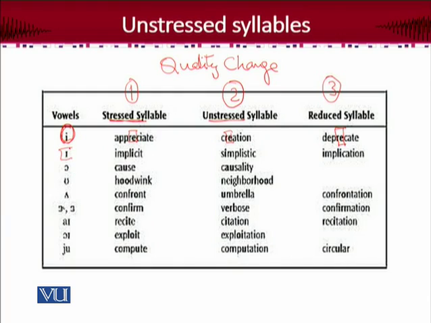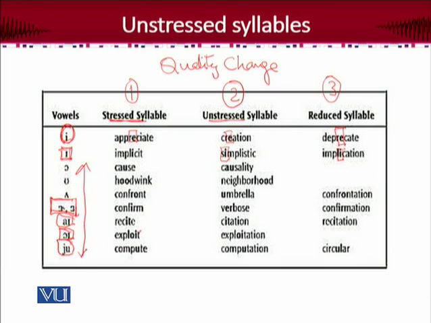Then the same is the case with A, like implicit, or simplistic, and then implication. So these three possibilities are basically the changes in quality of these vowels. The same is the case for the other vowels given here. The point is that every vowel can take three positions. There is the rhoticized vowel also, a feature of American English. And some examples are given for diphthongs, showing how diphthongs can also take different positions.